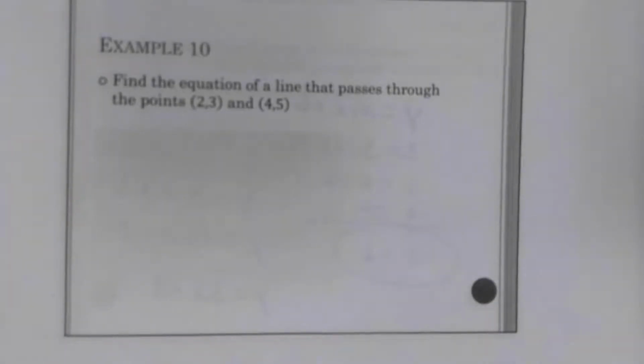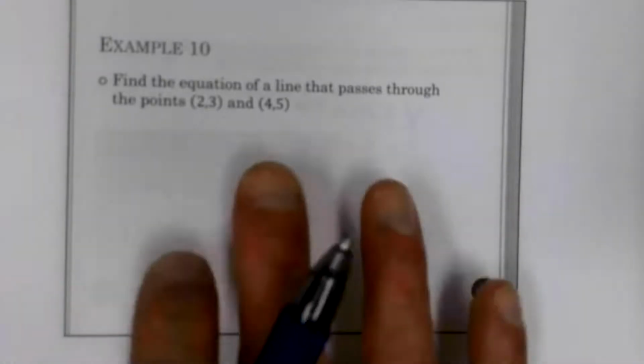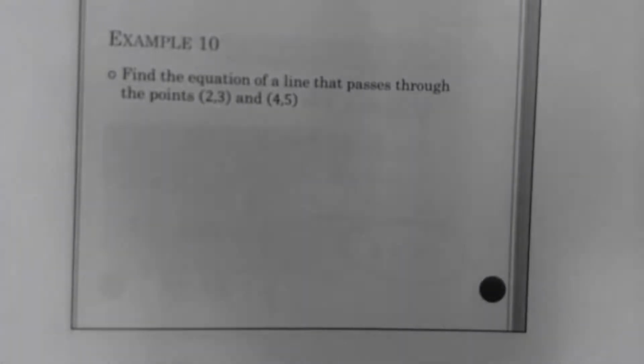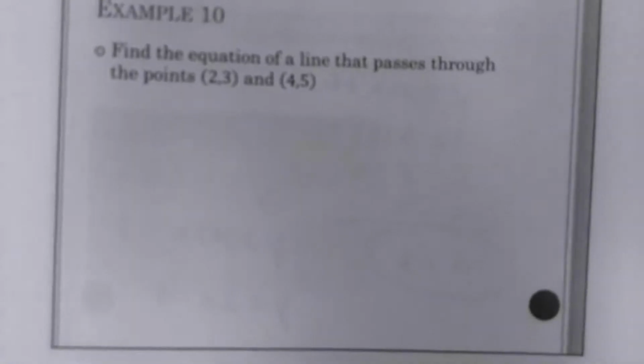All right, so how do we do this? This is a little different. The previous example, I was given slope and a point. So what we did was we plugged in the slope, plugged in the point, found b, and then we were basically done. This is a little bit different because I don't know the slope. But if you recall, if I have 2 points, I can just find the slope by using the slope formula. So that's what I'll do.